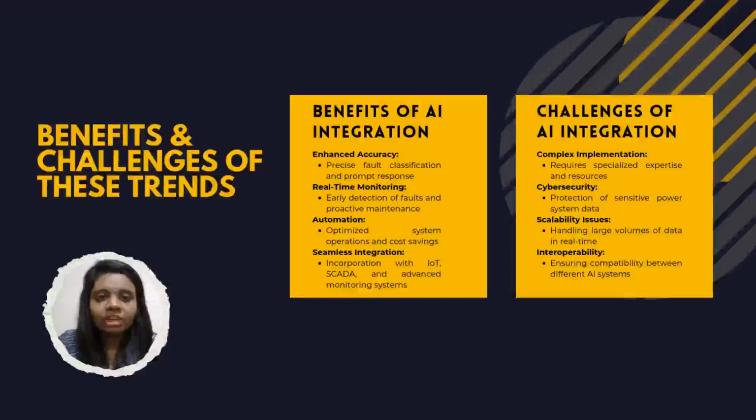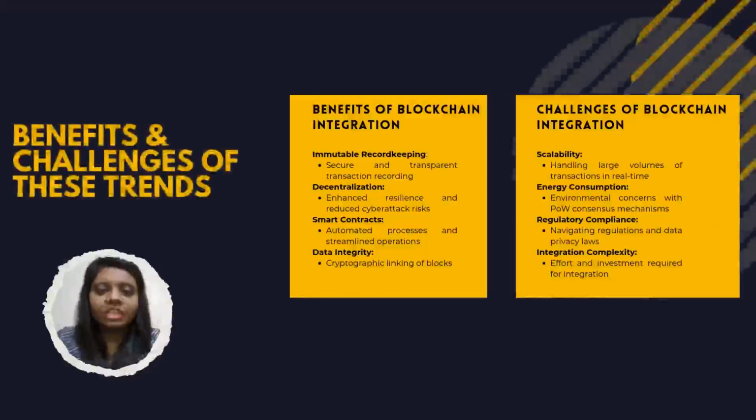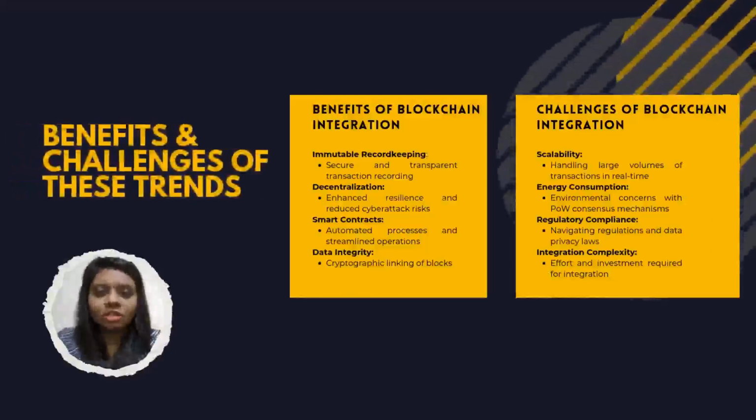However, implementing AI in power system protection presents challenges. The complexity of AI systems requires specialized expertise and resources. Protecting sensitive power system data from cyber threats is crucial. Scalability issues may arise in managing large volumes of data in real time, ensuring interoperability between different AI systems and ensuring smooth operation.